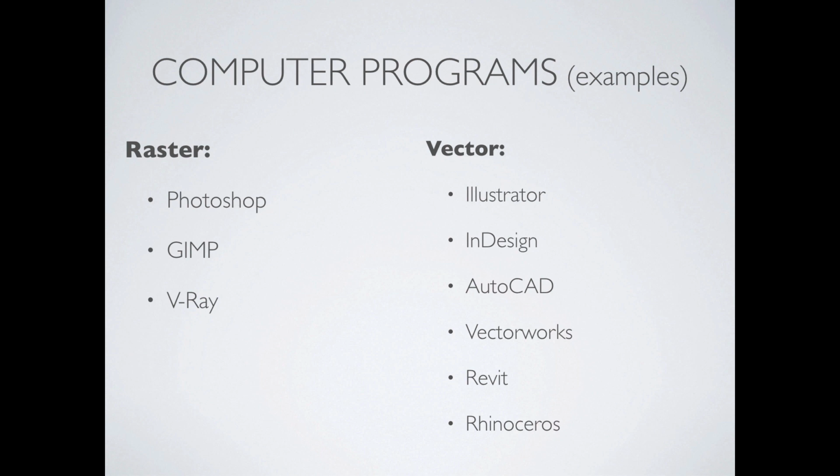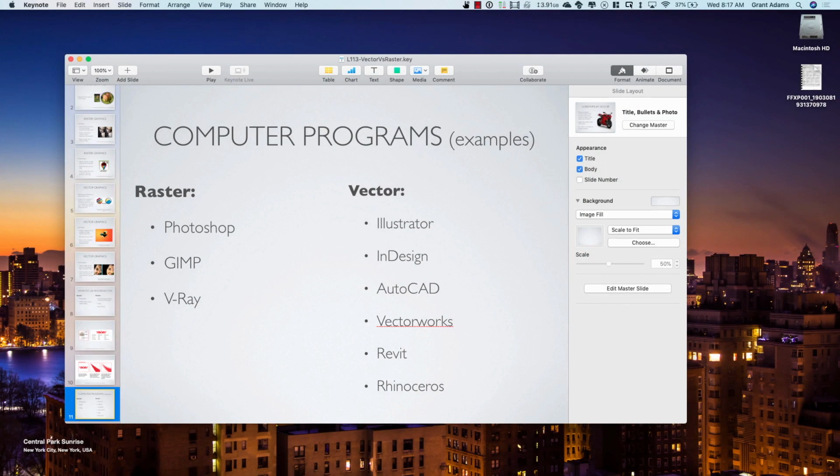Vector graphics, on the other hand, are things like Illustrator, InDesign, AutoCAD, Vectorworks, Rhino, Revit, all those design software packages that we use, SketchUp. Those are all vector graphics programs. So we can scale, and it's defined mathematically. OK, so we're going to switch over into your introduction to Illustrator.